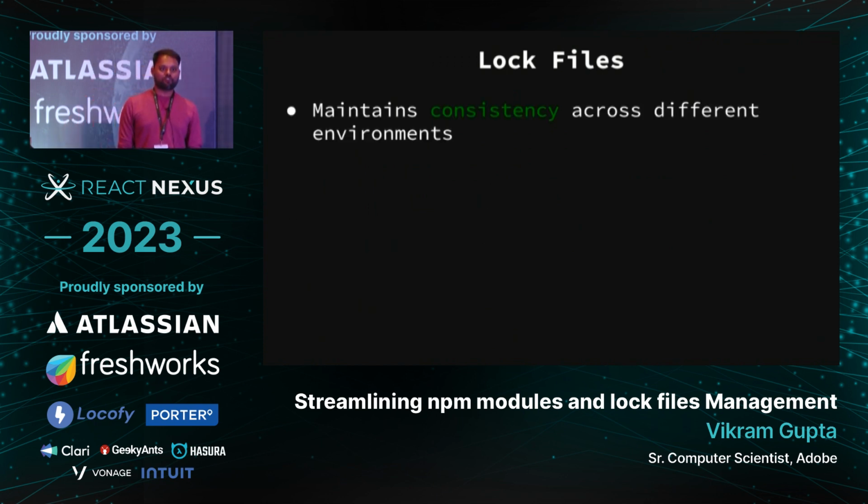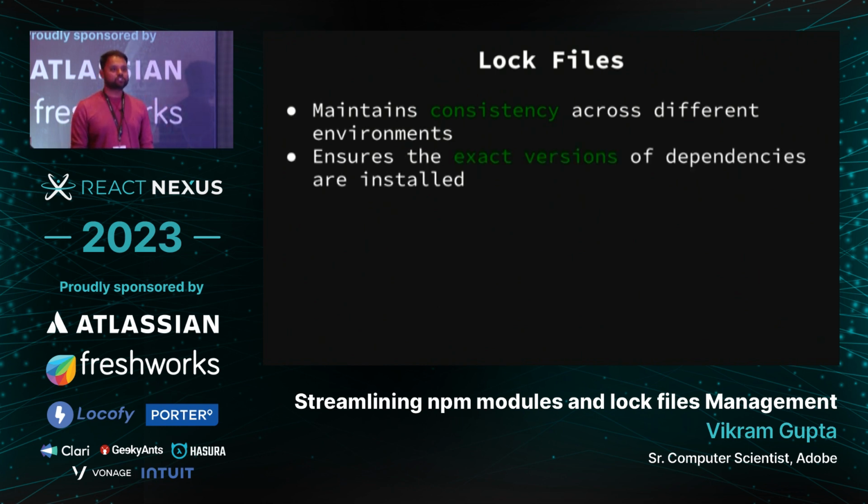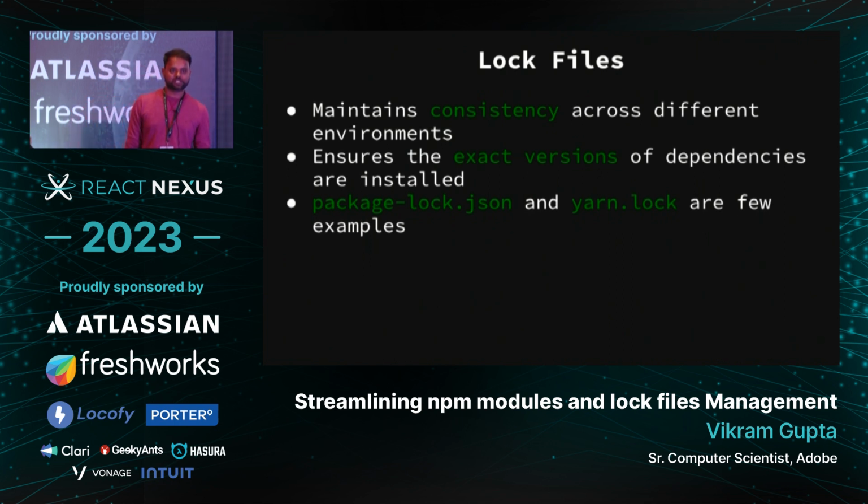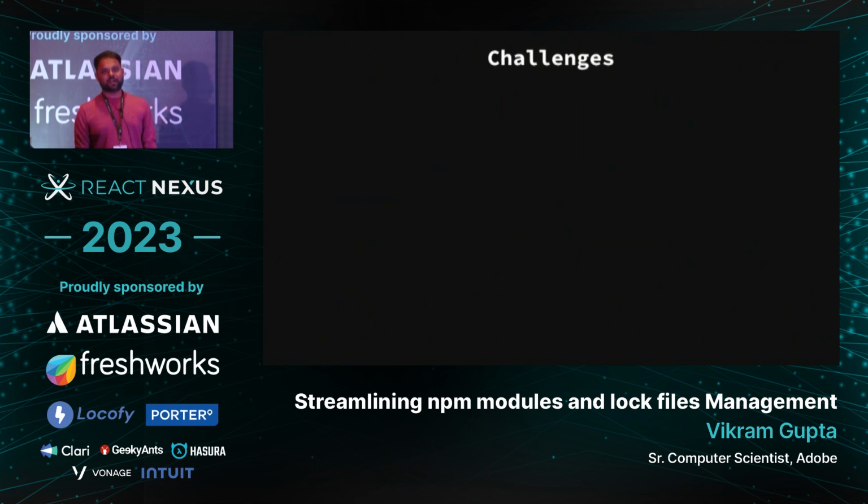And the third one is lock files. It maintains consistency across environments: what you develop is what you get on production. It ensures the exact version is replicated on QA, stage, and production, as we do on dev, on our local systems. A few examples of it are package-lock.json, yarn.lock, and the pnpm-lock.yaml file. So these are the basic things which I wanted to discuss before jumping into the challenges, the most interesting or the scary part of having node modules, yarn, and the lock files.